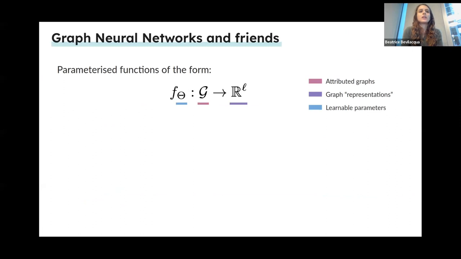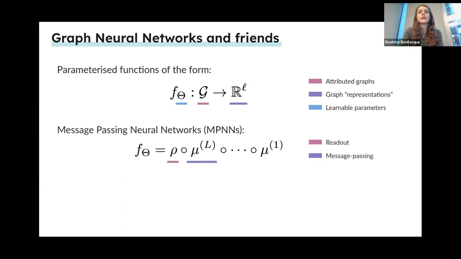So just to start, I'm going to introduce some notation by briefly recapping what we are going to talk about and some prior knowledge that we all have. So we are going to talk about graph neural networks, or GNNs, which are functions of the form that is shown here, taking as input attributed graphs and returning as output a representation of the input graph in some high dimensional space.